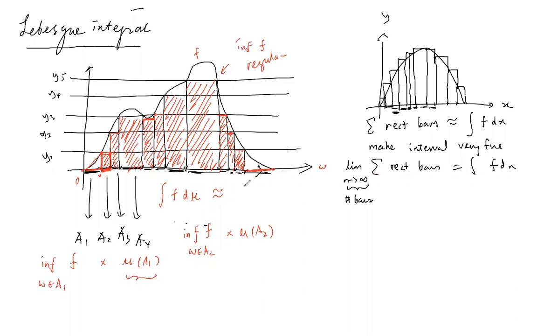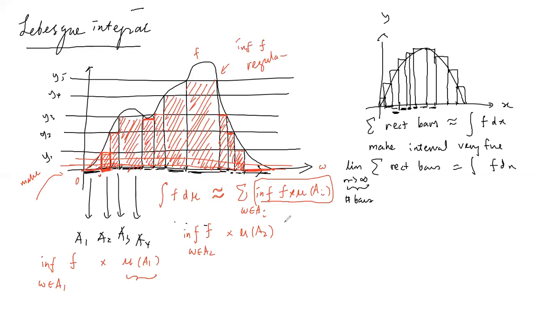So then what happens is that your Lebesgue integral is approximated by the sum of infimum f times the mu of A_i. These are the rectangular bars, and you're just adding them up with the sum. So this is approximate. If you make these cuts, the horizontal cuts, very fine, eventually you will actually get the area under the curve.